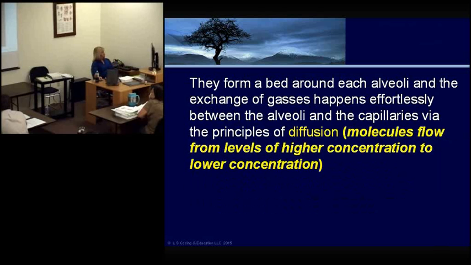They form that bed that we looked at earlier around each alveoli, and the exchange of gases happens effortlessly between the alveoli and the capillaries through a principle of diffusion. In other words, molecules flow from levels of high concentration to lower concentration. When you took chemistry or anatomy and physiology, you learned that molecules are moving around at a rapid rate, and they like to get away from each other. So there's a lot of pressure when you get a lot of them in one place, so their tendency is to go out where there isn't a lot of pressure.